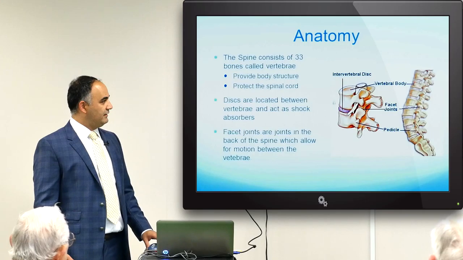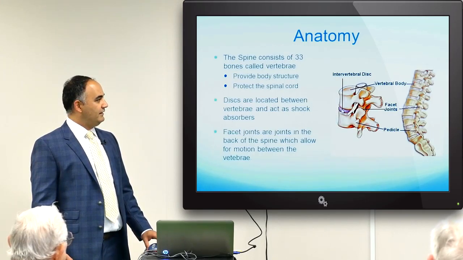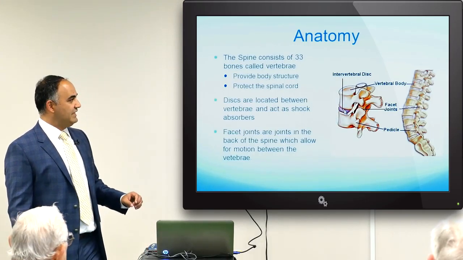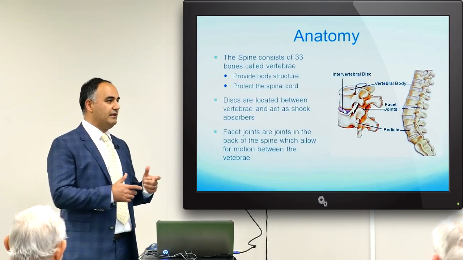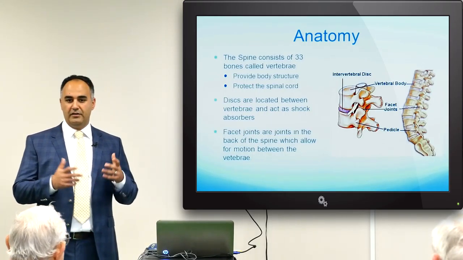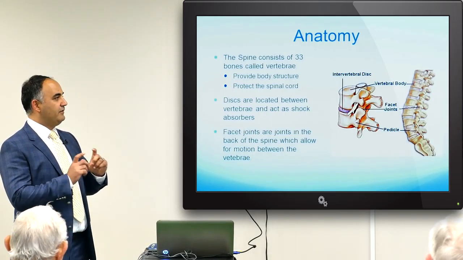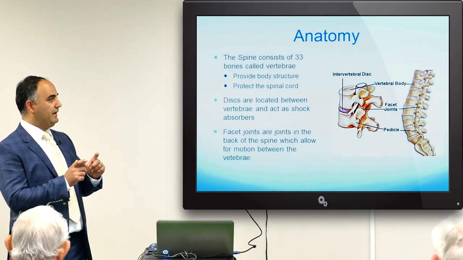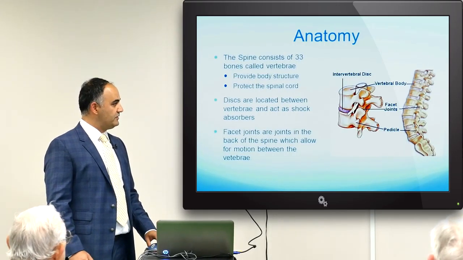Let's see, these right here. Left-handed is hard. And then facet joints are the joints in the back that are like, if you imagine your elbow or your knee, but of your spine. They move back and forth and allow motion of the spine through those shock absorbers.